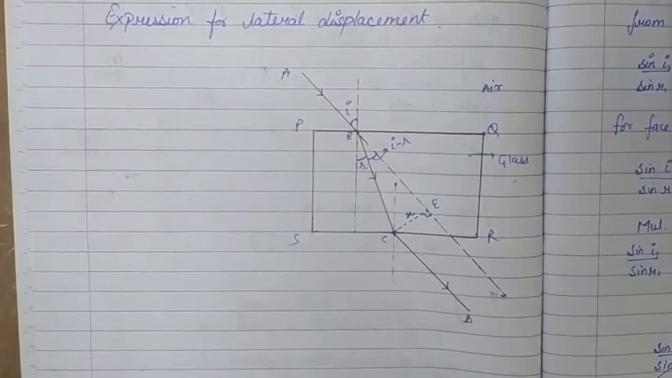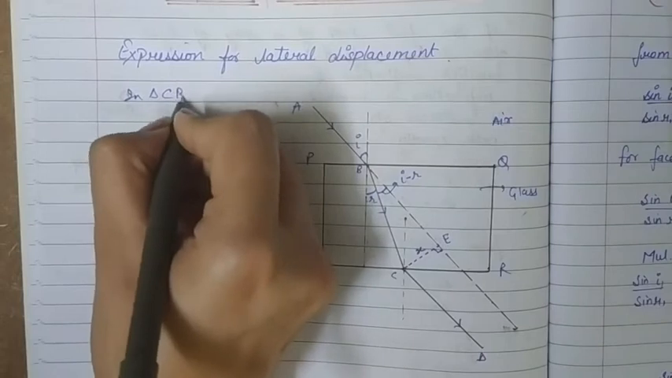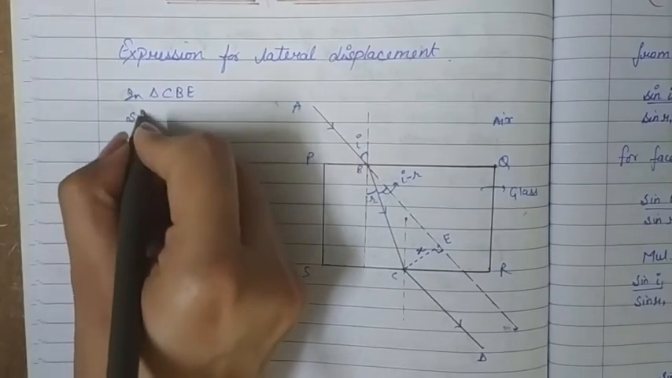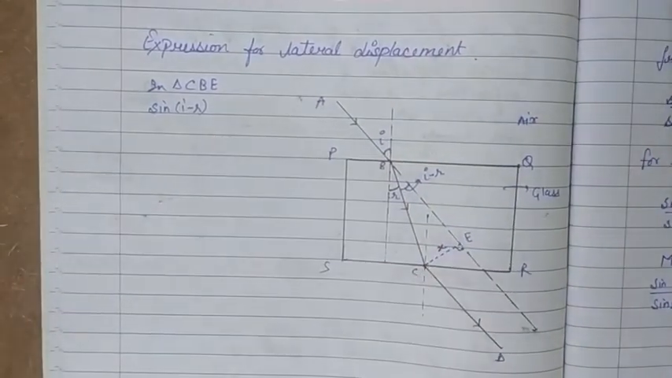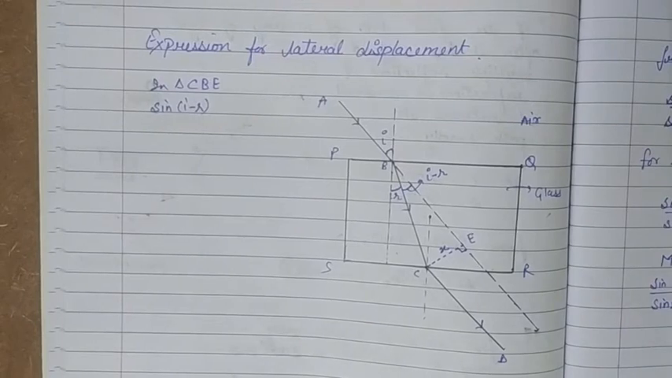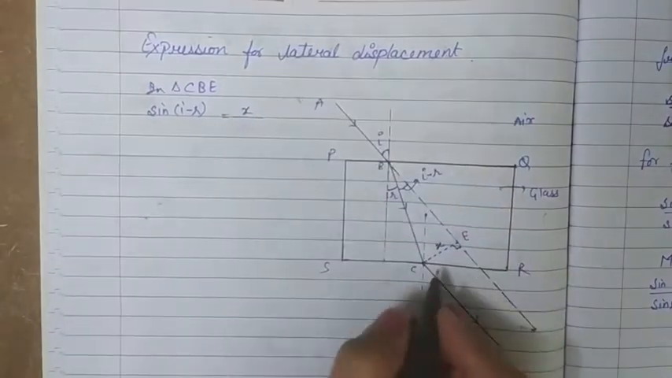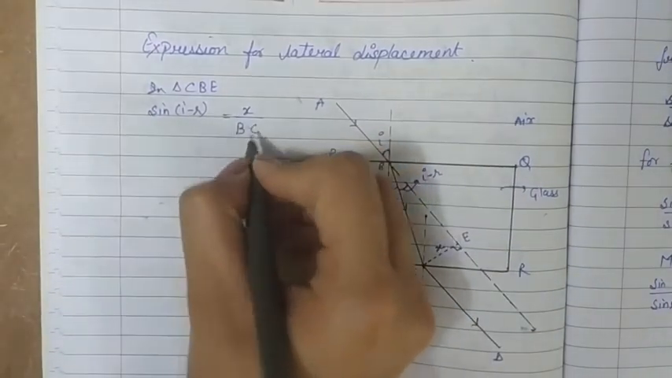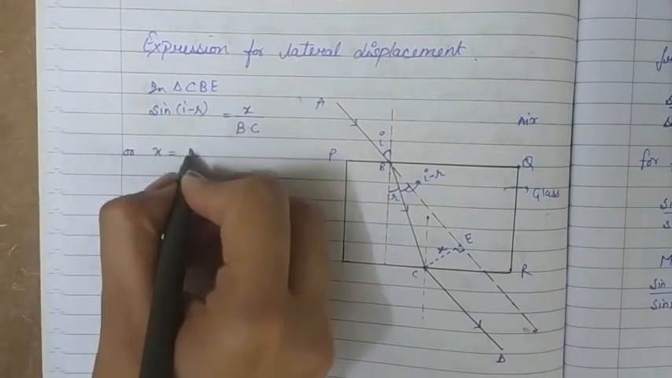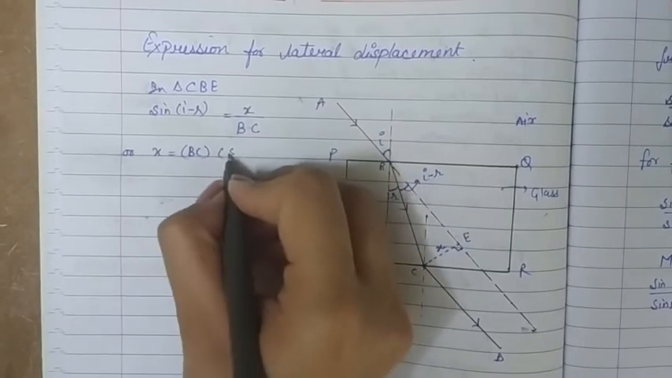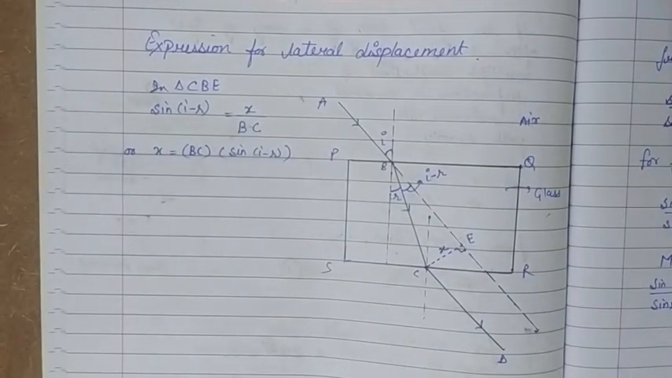In this triangle CBE, I am trying to calculate sin(i minus r). Sine is perpendicular upon hypotenuse. For this angle, the perpendicular is x and the hypotenuse is BC. So sin(i minus r) is x upon BC, or from this we can get x is equal to BC into sin(i minus r). So now I have to calculate these two terms to find x.